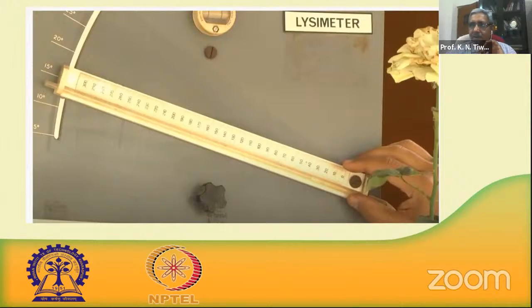Otherwise, the sensitiveness is the value of whatever changes due to, suppose we are adding water or there is rainfall. So a smaller quantity of rainfall, a few millimeter, which has occurred in the lysimeter, whether it is deflecting, it is indicated in the manometer. That is the important thing.